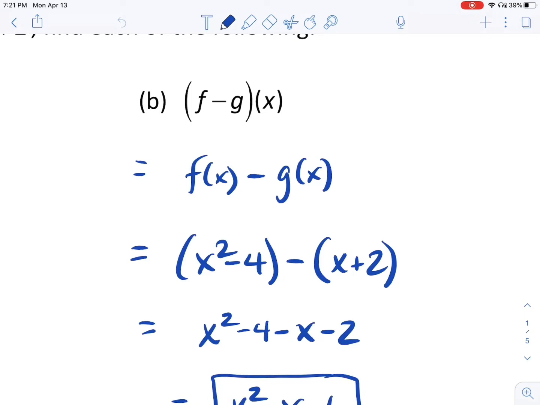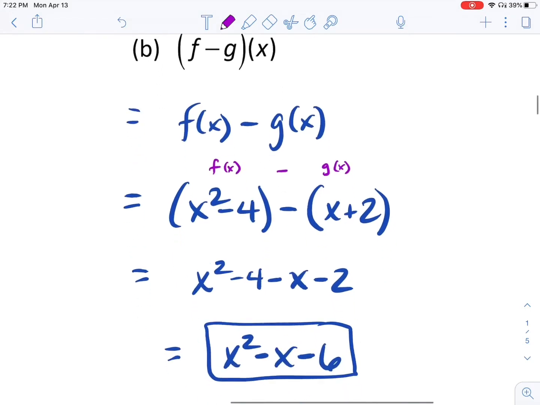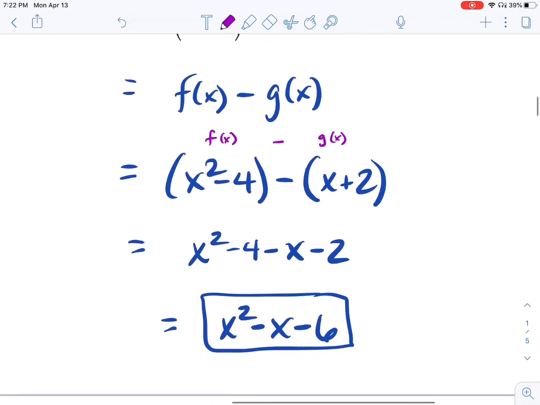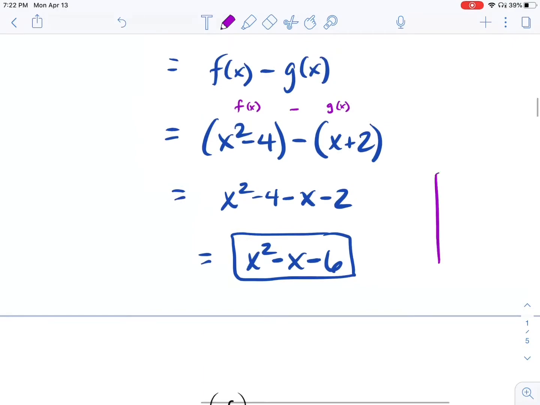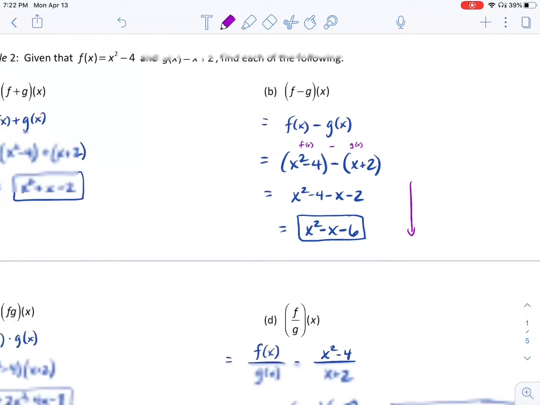F minus g of x is found in the same way, that it's f of x minus g of x, paying attention to that order, and paying attention as well that I'm taking the entire function f of x and subtracting the entire function g of x, meaning that that negative here does get distributed to both terms in the second function. So when I distribute that negative, I end up with x squared minus x minus 6 when I go through the process of combining like terms.